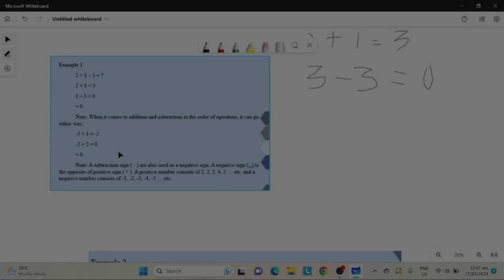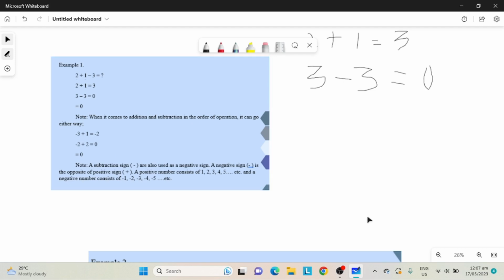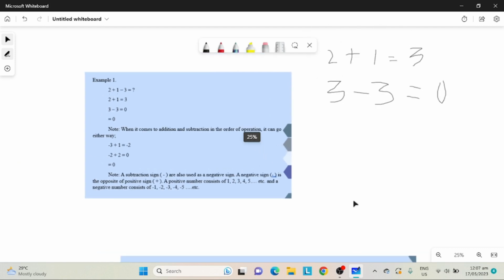I also said here, note: the subtraction sign is also used as a negative sign. The negative sign is the opposite of the positive sign. Positive numbers consist of 1, 2, 3, 4, 5, etc. And negative numbers consist of negative 1, negative 2, negative 3, negative 4, negative 5, etc. This is a topic in higher grades. We call it the integers. So students, soldiers, you will encounter this topic, integers, in higher grades. So right now, this is an advanced lesson for you.